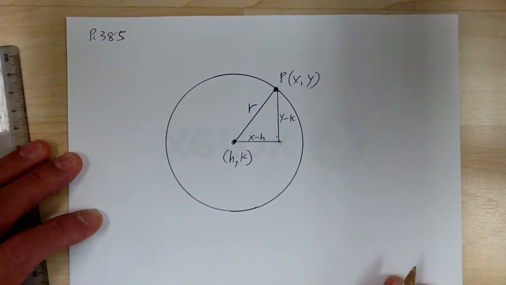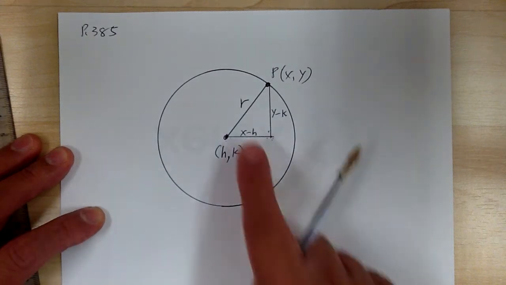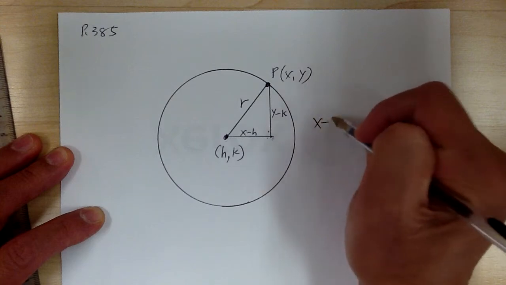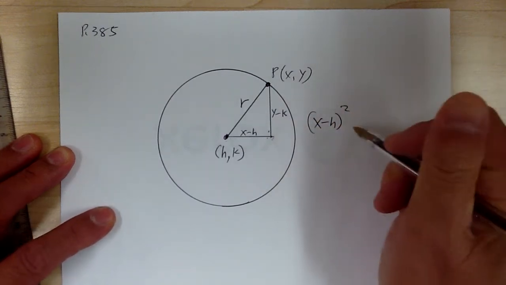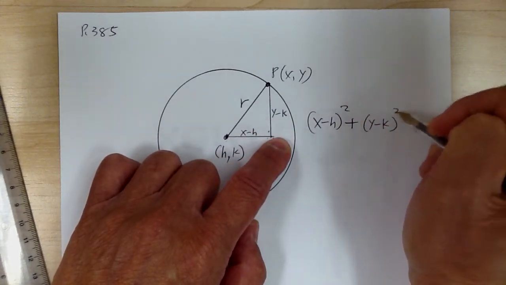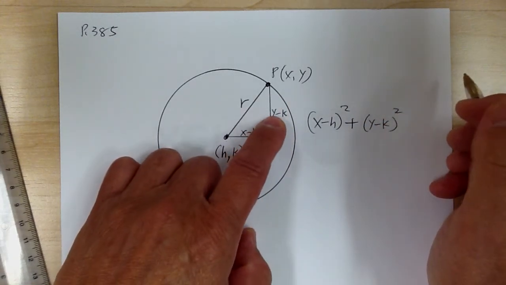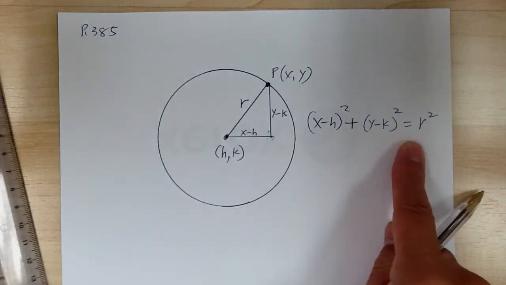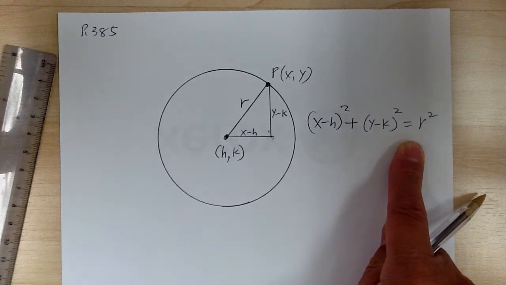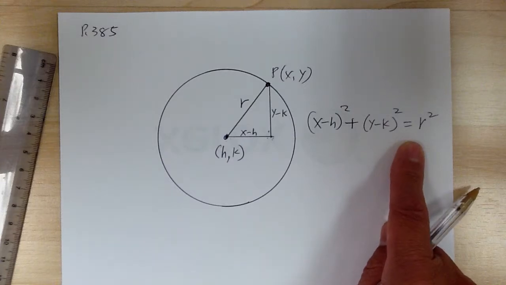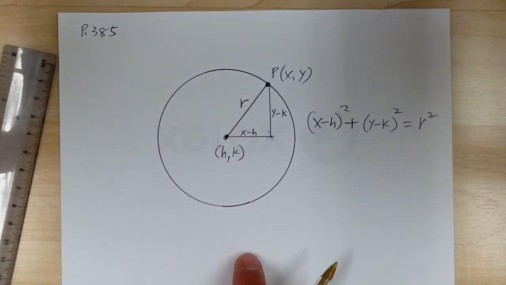Okay, so now we're going to use the Pythagorean theorem: a squared plus b squared equals c squared. So you're going to get x minus h squared, that's a squared, plus y minus k squared, that's b squared, equal to c squared or r squared. Again, that's the formula for the circle. And if you look on page 385 in the red box, that's where that equation came from. It's based on the Pythagorean theorem.